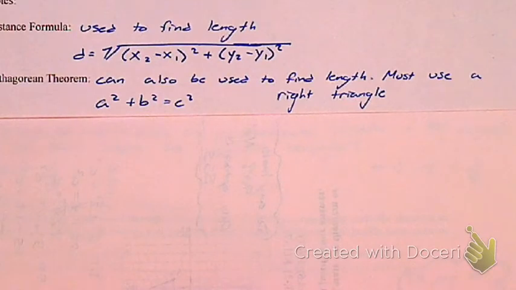Now for Pythagorean theorem, it says you must use a right triangle. That doesn't mean the picture has to be a right triangle. It means you must create it off to the side so you can use a squared plus b squared equals c squared. I'll explain what that means in one of the problems again.